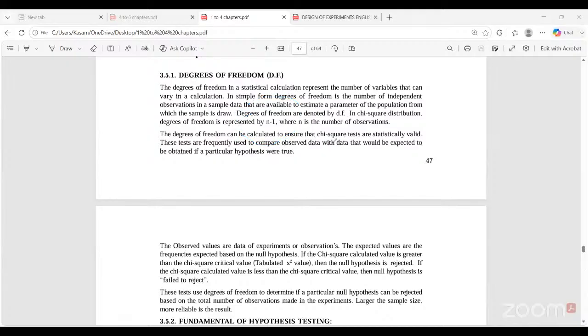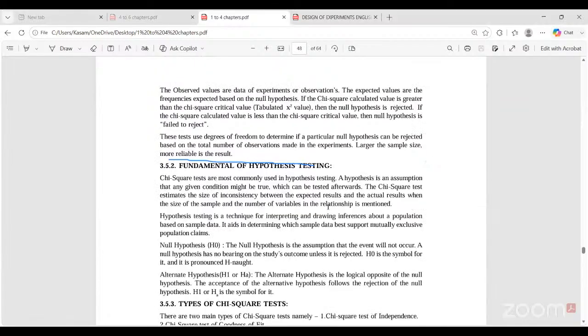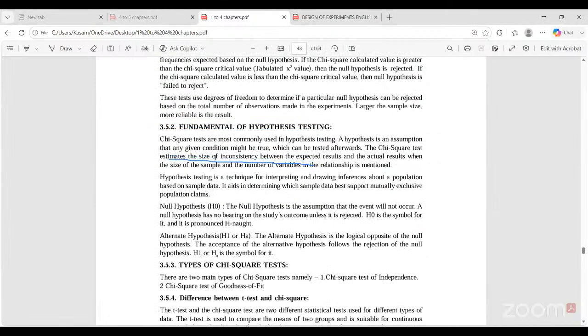So the degrees of freedom can be calculated to make the chi-square test statistically valid. These tests are frequently used to compare observed data with the data expected if a particular hypothesis were true. Fundamentals of hypothesis testing: chi-square tests are most commonly used in hypothesis testing. A hypothesis is an assumption or given condition that might be true, which can be tested afterwards. The chi-square test estimates the size of inconsistency between expected and actual results, given the sample size and the number of variables. Hypothesis testing is the technique of interpreting and drawing inferences from population-based sample data.